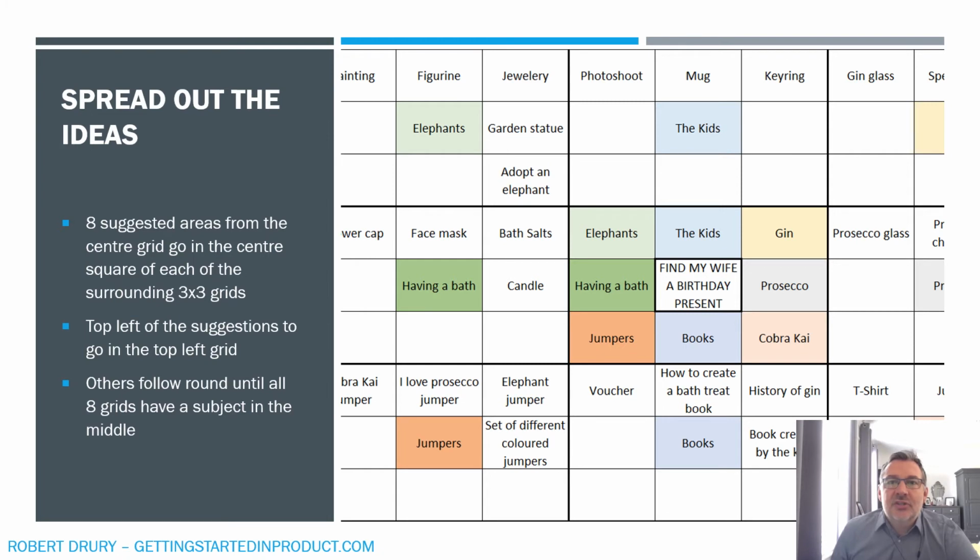Start with the top left suggestion and put this in the centre square of the top left 3 by 3 grid. In this example, the suggestion was elephants, and now that's in the centre square of the top left 3 by 3 grid. Then we move to the top suggestion in the centre and put this in the centre square of the top centre 3 by 3 grid, and so on, all the way around the diagram. You'll be left with the centre squares of all of the 3 by 3 grids filled with the suggested areas for investigation.